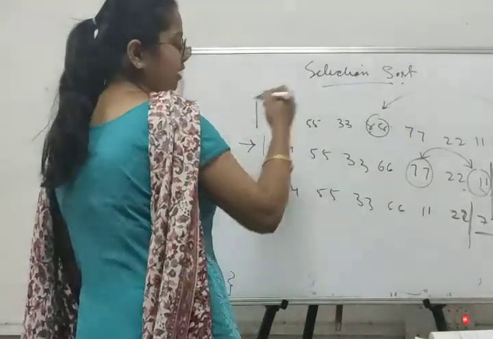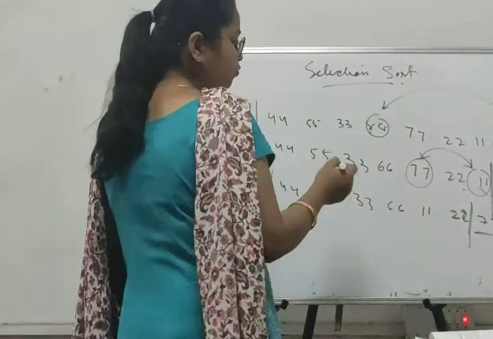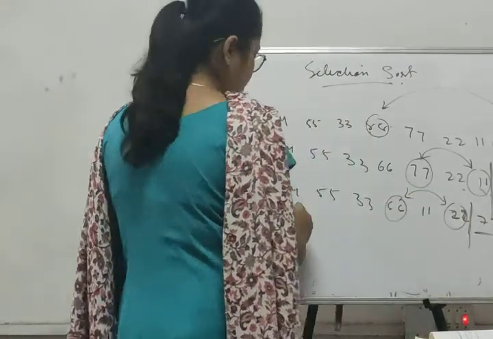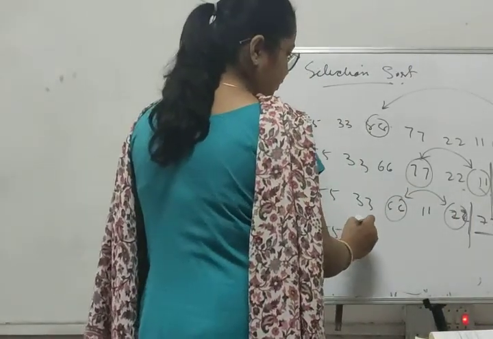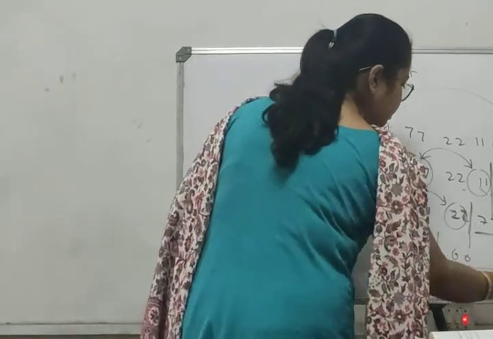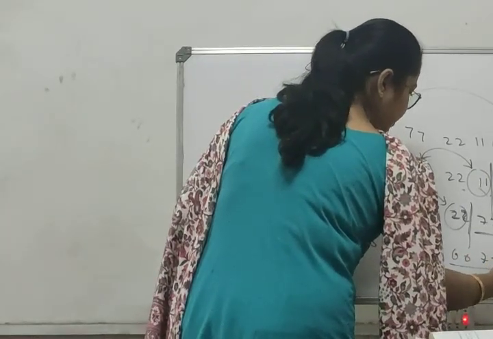Now we are applying selection sort on this. Again, what is the largest element? 66. So 66 and 22 will be exchanged. So what will be the answer? 22, 11, 66. Up to this it is sorted. 77, 88. Sorted.